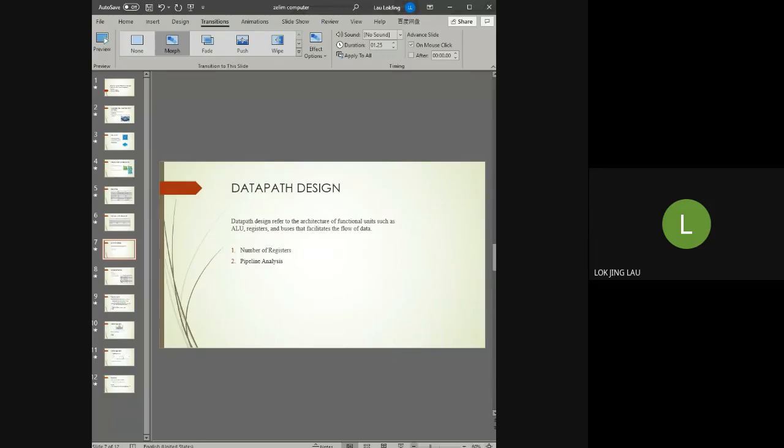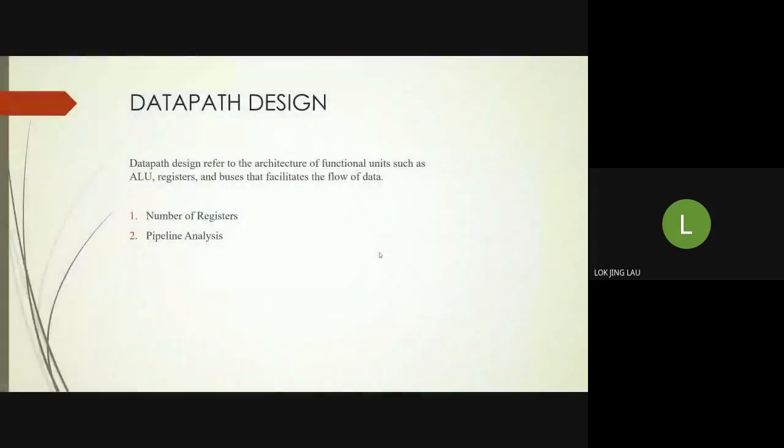So we'll be looking at the second aspect, which is the data path design in our evaluation between two different microprocessors. The data path design essentially refers to the architecture of interconnection between the functional units, such as the ALU, arithmetic logic units, and registers and other buses to facilitate the data flow. There are two specifications we'll be looking at: the first is the number of registers in both of the microprocessors, and the pipeline analysis between them.